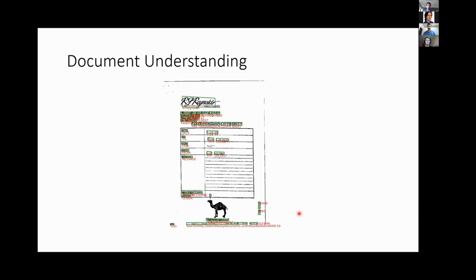various scripts and various modalities such as printed, handwritten, scene text, video text. Shown here is a result of running a commercial OCR on this document image, which gives you bounding boxes of words and lines and respective transcriptions.